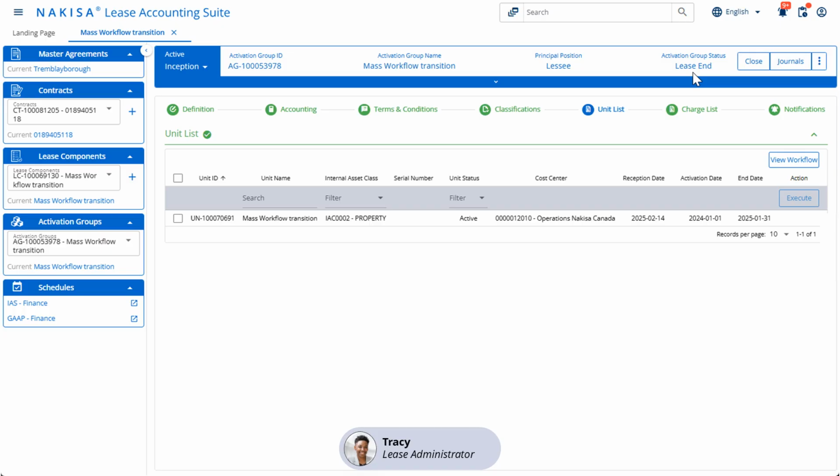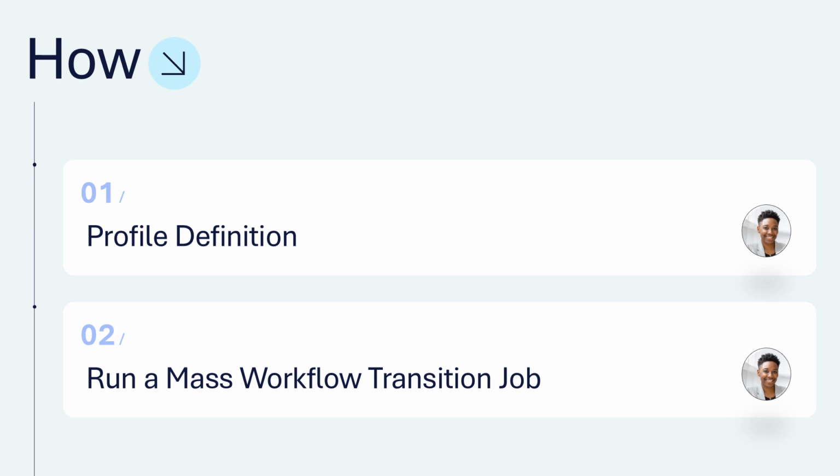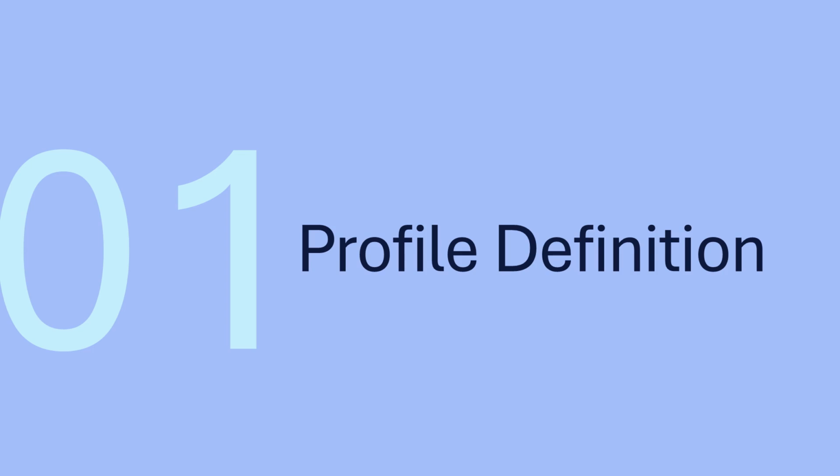This activation group is one of several that are in a lease end status and need to be closed. The process involves two steps. First, creating a job profile to define the data affected by the job. Second, initiating the mass workflow transition job. Let's start by defining a profile.